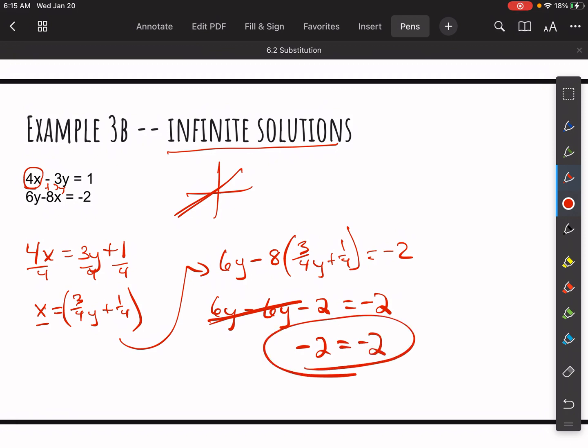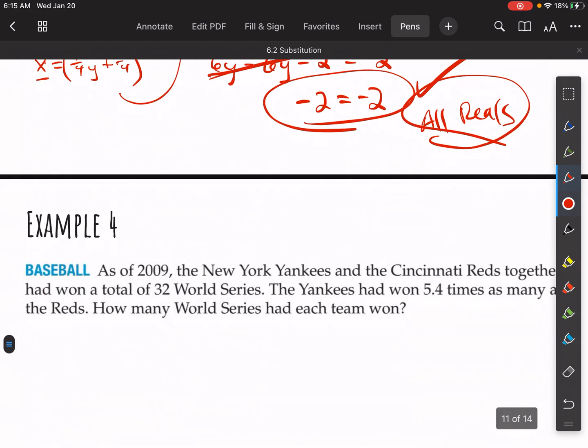When is that the case? Always. So this is an example of all reals. When you get the same thing equal to itself with no y's or x's and those things cancel, that just means that you have the same line. So the solution to the same line graphed twice would be infinite solutions.